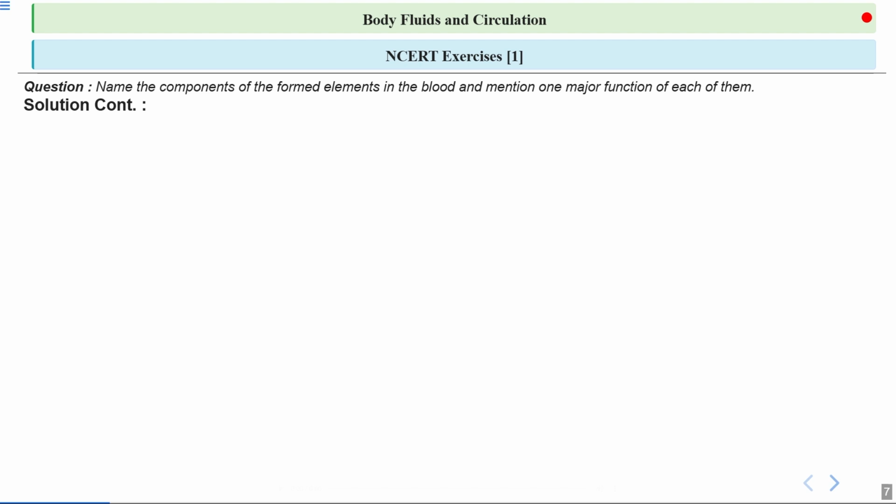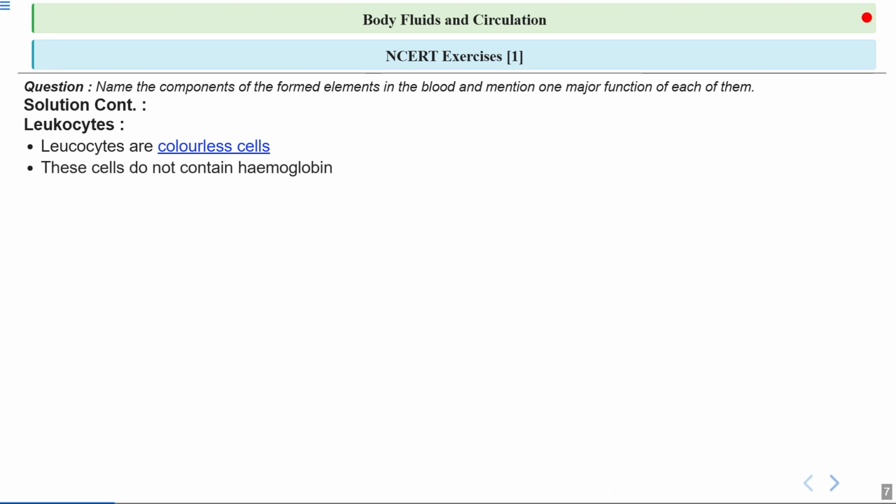Now let's continue with the solution. Let's talk about the leukocytes. These are basically white blood cells and they're crucial for the immune system. Leukocytes are colorless cells. Unlike red blood cells, they don't have hemoglobin. That's why they are not involved in oxygen transport. So this is a key difference between WBCs and the RBCs.